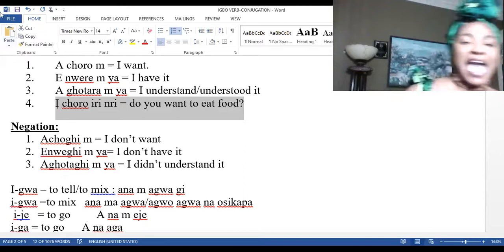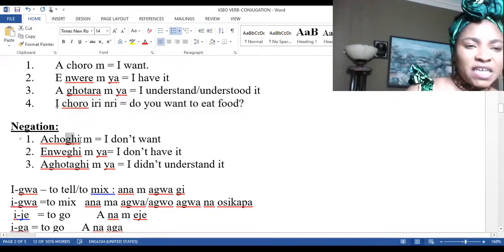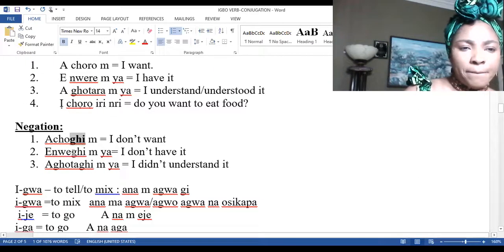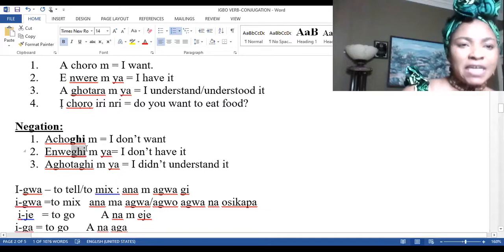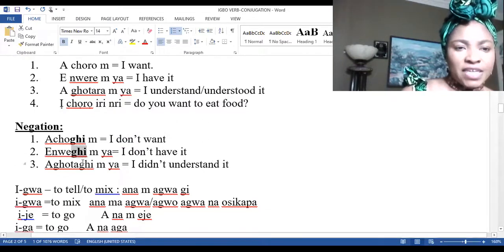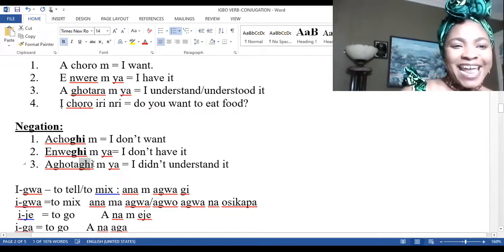Aghọtaghị m. Anywhere you see GHI in anything, it is in a negative form. It's no longer positive. It's the negative part of it.